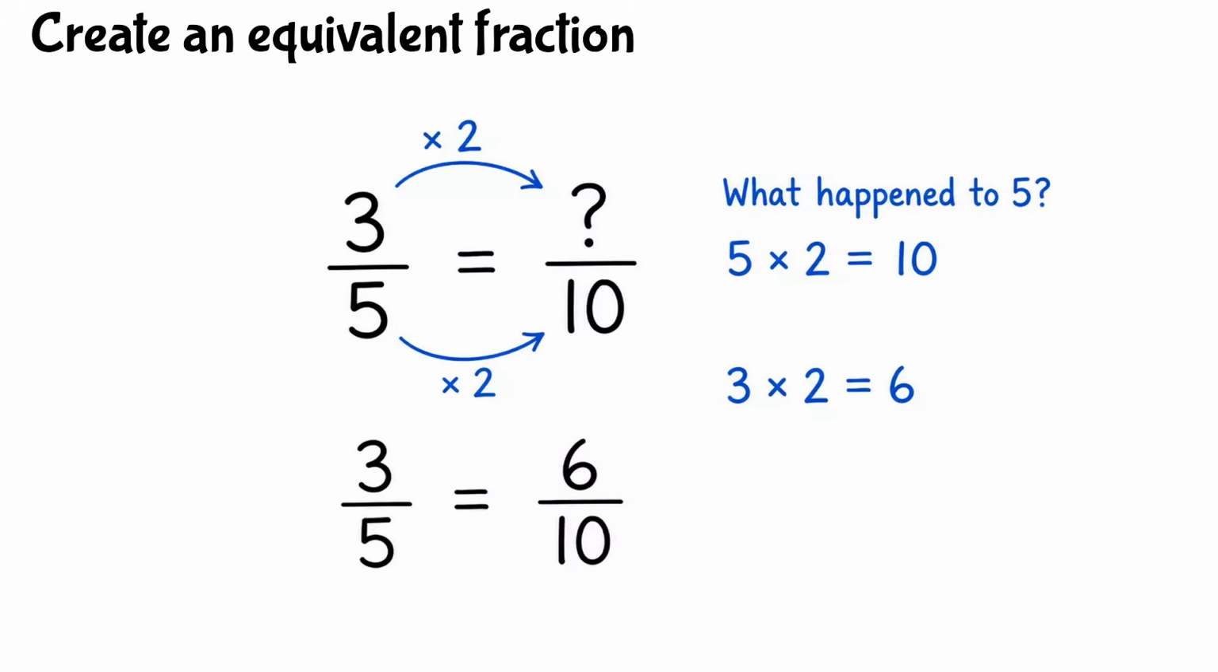First, ask, what do I multiply 5 by to get 10? 5 times 2 equals 10. Since we multiplied the denominator by 2, we must also multiply the numerator by 2. 3 times 2 equals 6. So 3/5 is equivalent to 6/10.